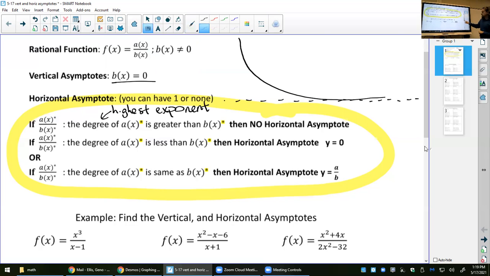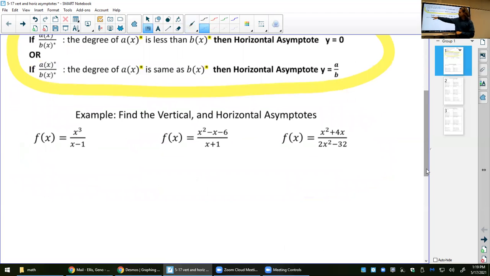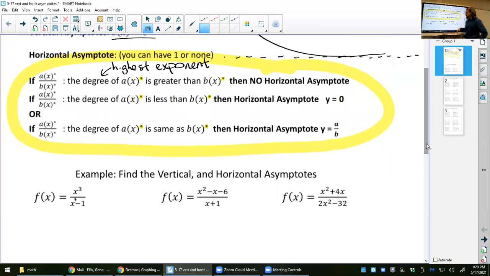So you look at your whole equation, like if we come down here, we see on top we have x to the 3rd, on the bottom we just have x, so that's x to the 1st. So we would say the degree is higher in our numerator because 3 is more than 1. Okay, so that's what we look at. Everything else doesn't really matter. All we care about is the biggest exponent on top and on bottom every time. Okay, so we say if the top degree is higher, then our answer is no horizontal asymptote. We just say none, does not exist.